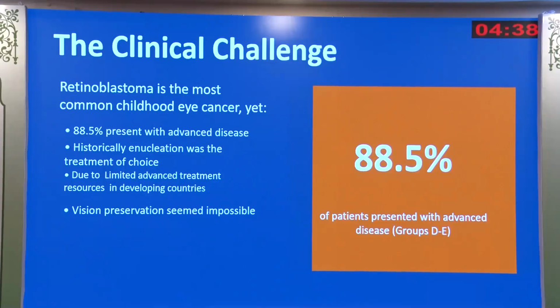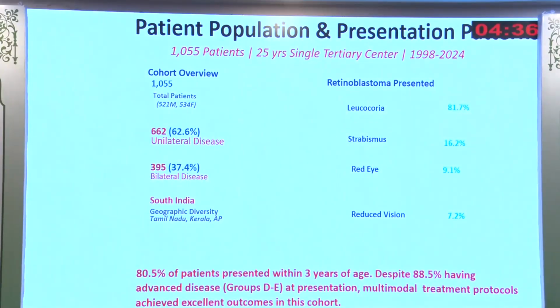Vision preservation seemed impossible. In a cohort of 1,055 patients followed up over 25 years, we found 662 unilateral cases and 395 bilateral cases, all from the southern part of India, presenting with leukocoria 81.7%, strabismus, red eye and reduced vision. 80.5% of the patients presented within 3 years of age, despite 88.5% having advanced disease groups D and E at presentation. Multimodal treatment protocols achieved excellent outcomes in this cohort.